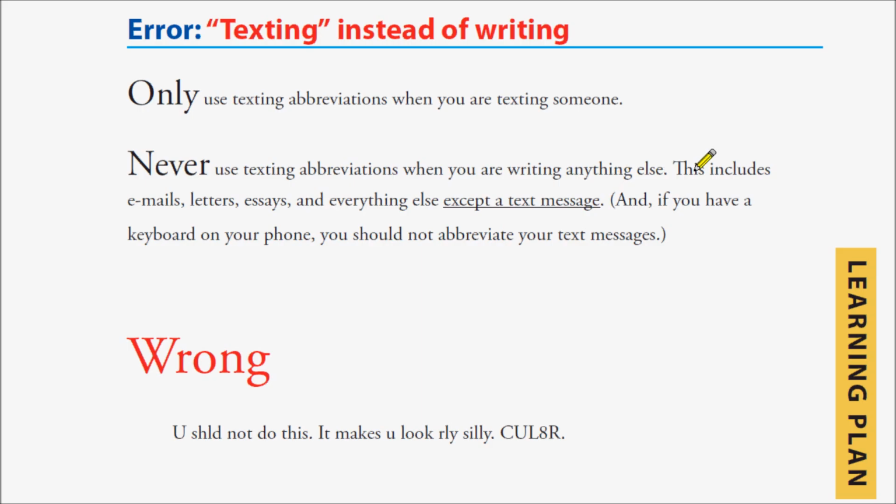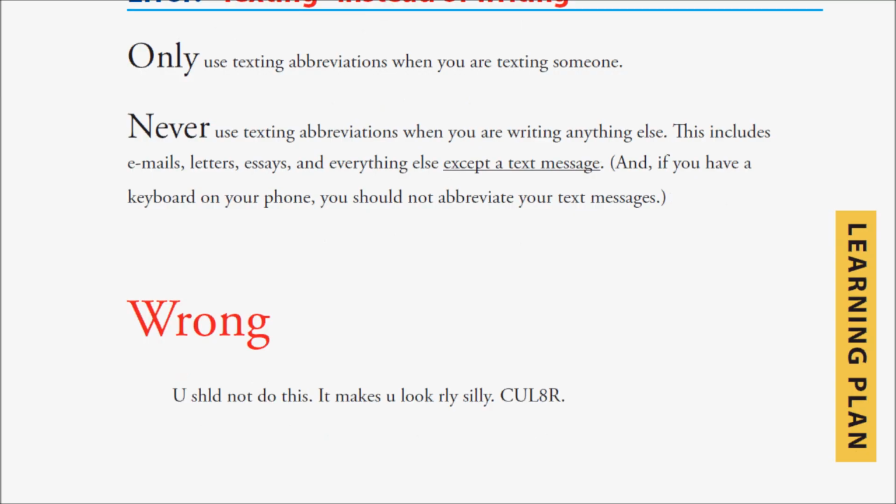All right, now what I hear when I'm in the classroom is, but this is how we write. Okay, that's fine, okay, but it's wrong. I'm just telling you, it's wrong, all right? Don't write an English paper with these things in it. You should not do this. It makes you look really silly. See you later. You can do it when you're texting, but don't do it when you're writing.